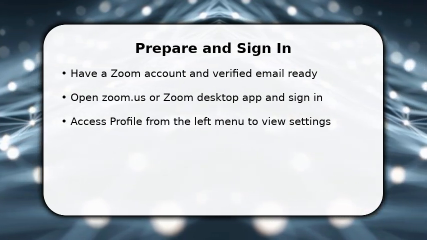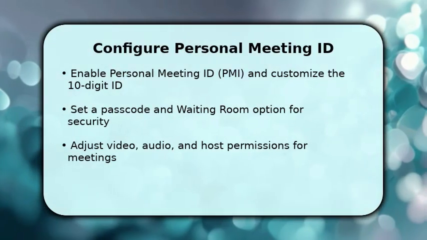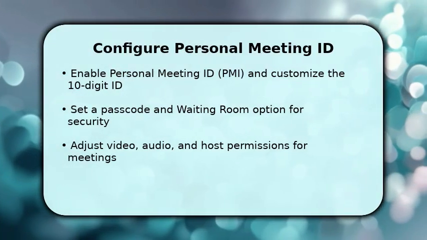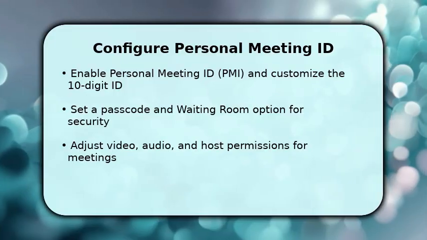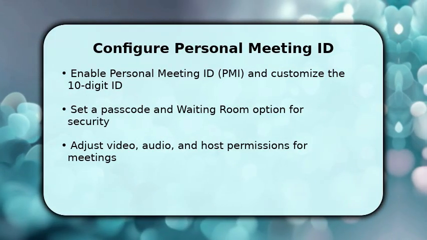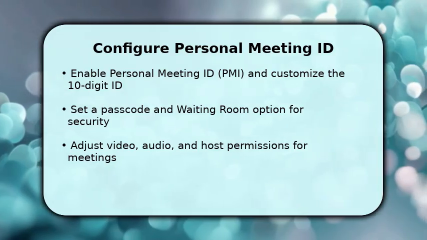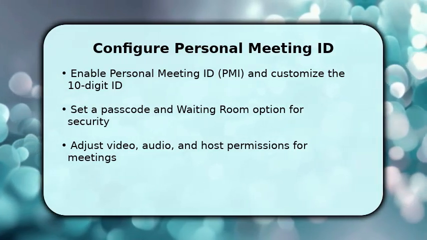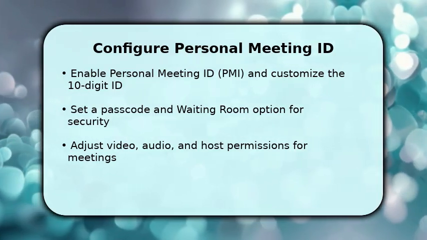Once you locate Personal Meeting ID, enable it and either use the automatically assigned 10-digit number or enter a custom one if allowed. Make sure to set a strong passcode and decide whether to enable the waiting room for additional control. These settings explain who can join directly versus being admitted.